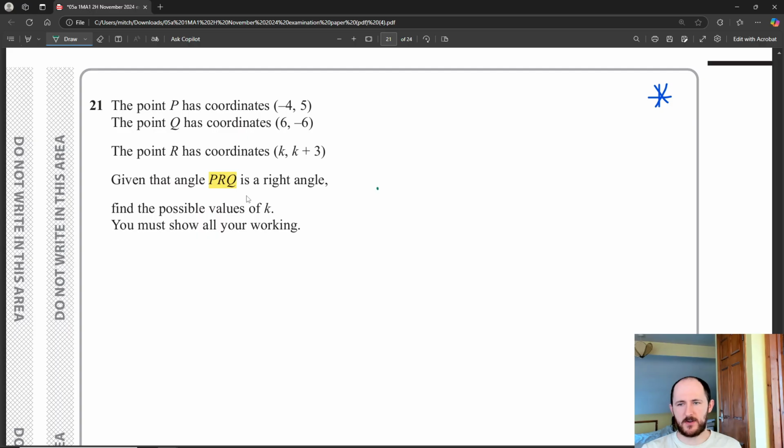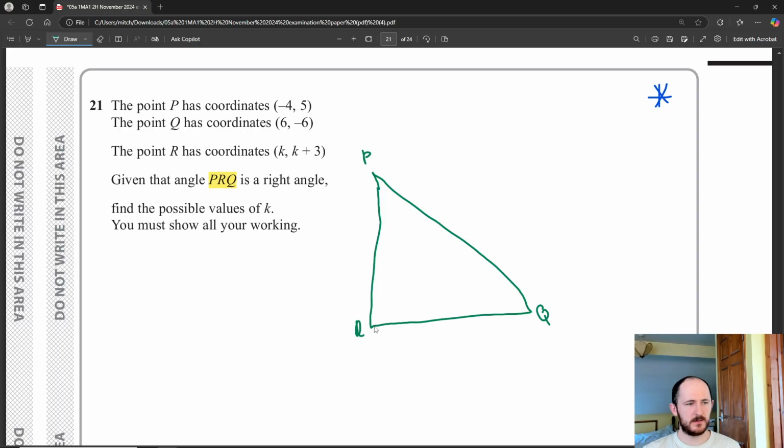Now, if I draw out a right angle triangle, because I know it's going to be a right angle triangle, it says PRQ is a right angle. So PRQ, the middle letter has to be where the right angle is, and then it's P and Q. Now we can easily see which 2 lengths are going to be perpendicular. If I tried to do PR and PQ, for example, I would not get the right answer because they're not perpendicular. If I did PQ and QR, nope, it's PR and RQ that are perpendicular. So PR, RQ are perpendicular.